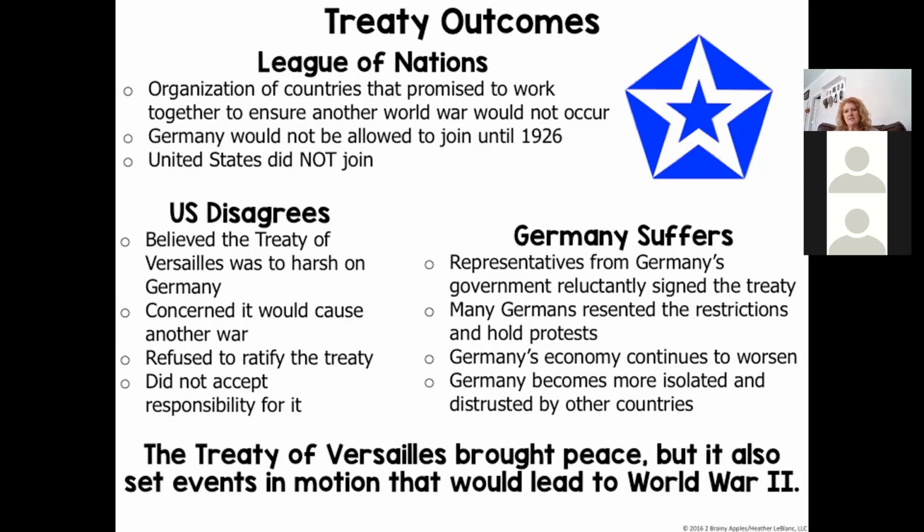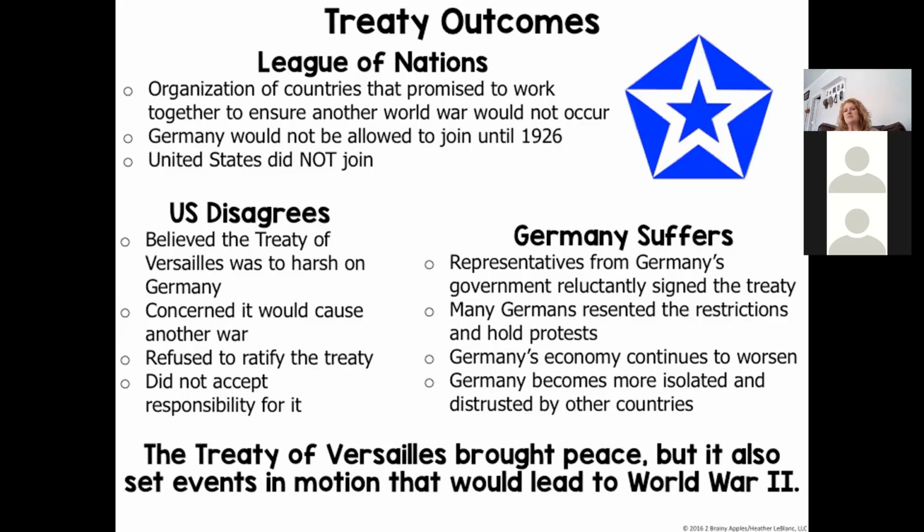The president cannot get the support of Congress for the United States to actually join. So they never do. It is never approved by Congress. I mean, Congress doesn't even want to sign this treaty. The US believes that the Treaty of Versailles is too harsh on Germany. Congress isn't going to sign it because they feel like you're just setting the world up for the next war. This is just ridiculous. And they refuse to ratify the treaty and refuse to accept responsibility for setting the world up for another war. Germany suffers greatly as a result of this.